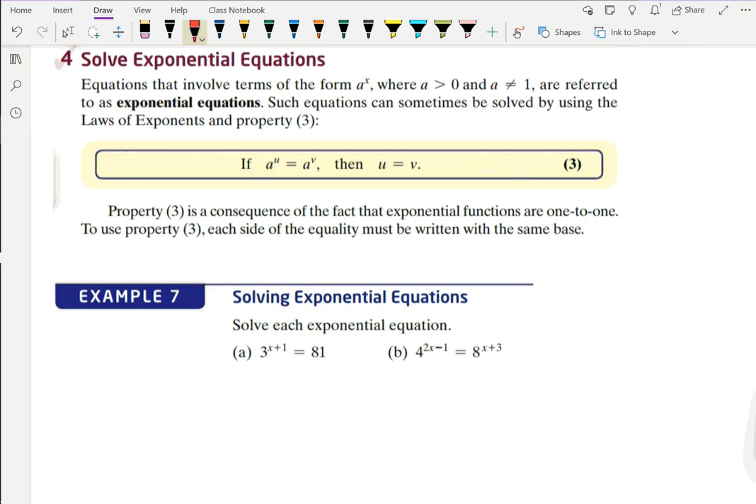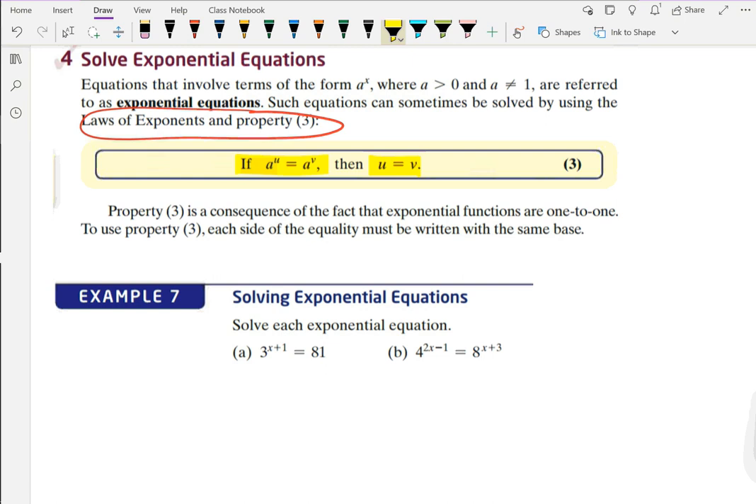We can solve them with one of the laws of exponents. Now our book referenced that as property number 3. Basically what it says is, if a to the u is a to the v, so if our bases match and these things are equal, the only way that can be true is if the exponents are also equal. So if our bases are the same, then our exponents we can set equal to each other. Okay, so what does that do for us then?